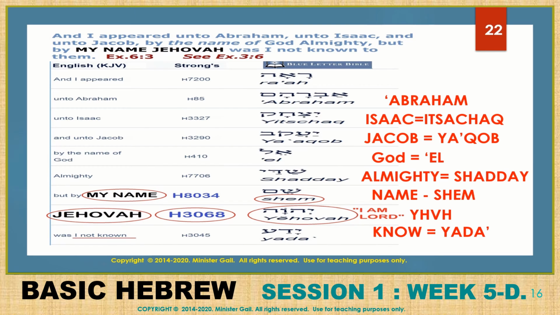Now here is a scripture, Exodus 6:3. And I appeared unto Abraham, unto Isaac, unto Jacob, by the name of God Almighty, but by my name Jehovah was I not known to them. So let's look at the Hebrew words for Abraham, Isaac, and Jacob.